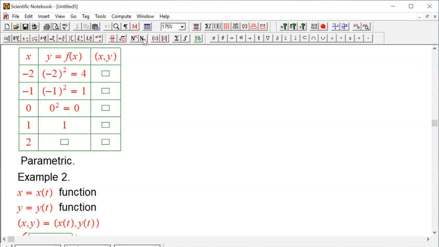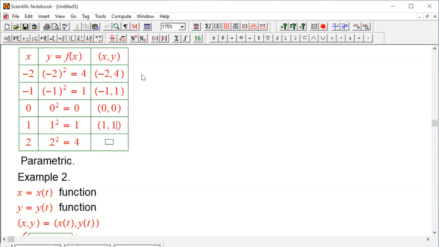1 squared is 1. And 2 squared is 4, sorry. So we got a bunch of points, right? So -2, 4, -1, 1. So we get these points. Okay. 0, 0, 1, 1, and 2, 4.